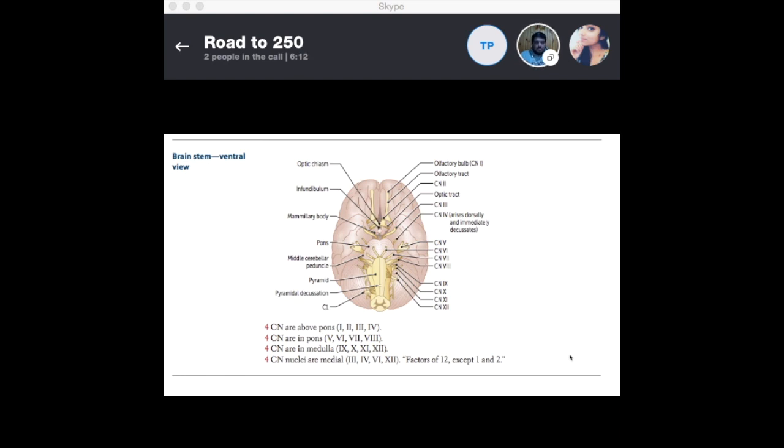So the brainstem, this is the ventral view of the brainstem. As you can tell, we have a bunch of cranial nerves. But the most important part I want you guys to take out of here is you have 4 cranial nerves that are above the pons, and that's 1, 2, 3, 4. 4 cranial nerves that are in the pons, and that's 5, 6, 7, and 8. And then 4 cranial nerves in the medulla. And then you have 4 cranial nerves that are medial. So these are 3, 4, 6, and 12.